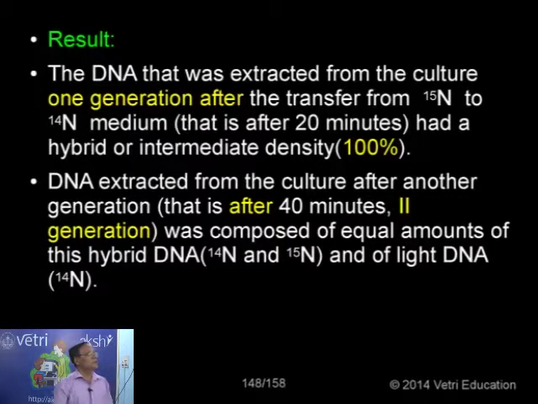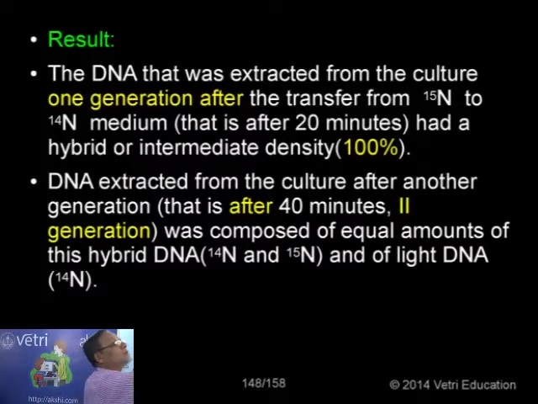Now, the DNA that was extracted from the culture one generation after the transfer from N15 to N14, that is after 20 minutes, was hybrid or intermediate, and all are hybrids. Then after the second generation, after 40 minutes, we have received 50-50, 50% light DNA and 50% hybrid.